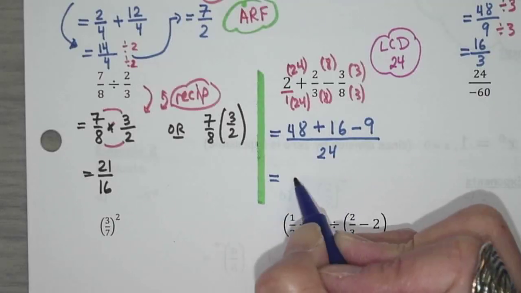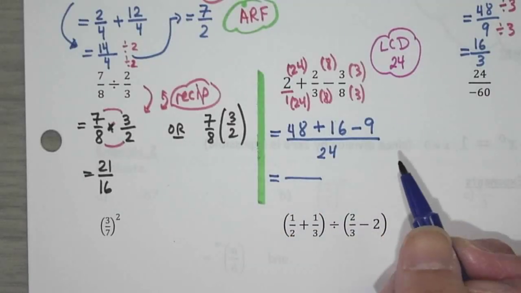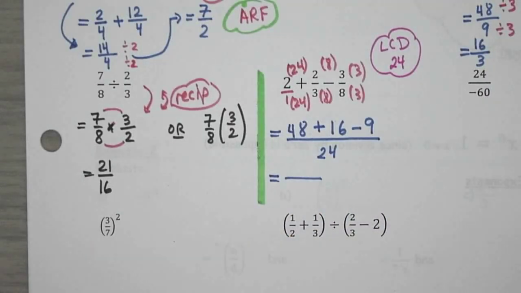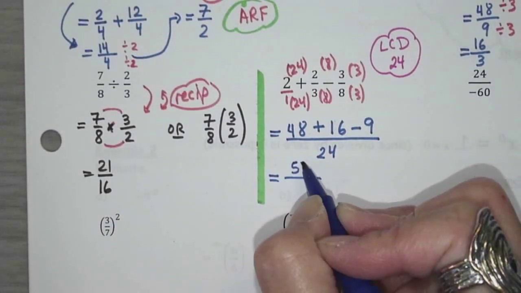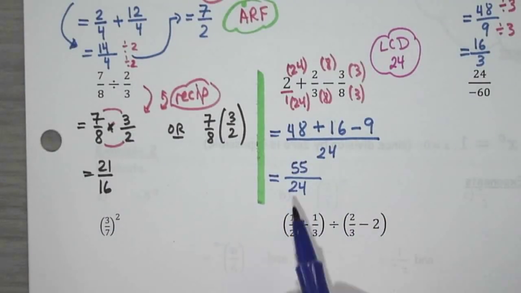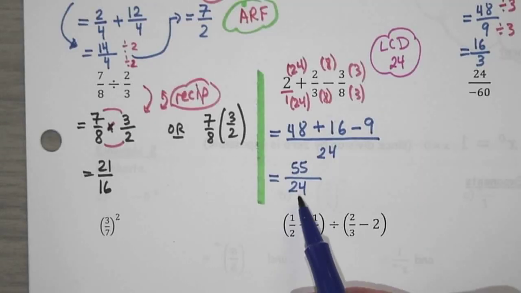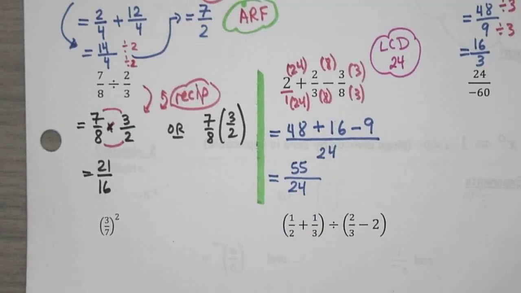And then we're doing, what's 48 plus 16 minus 9, so 55? Anyone try that? Yeah, 55, right? So 55 over 24. And can I reduce that? 5 and 11? No. Done. All right.